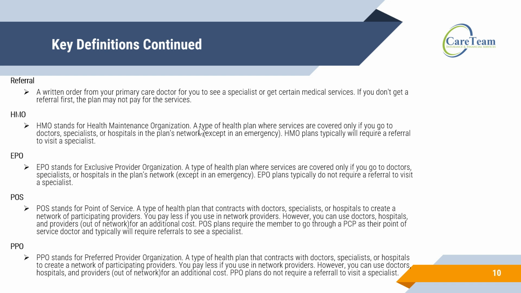EPO stands for exclusive provider organization, which is a type of health plan where services are covered only if you go to doctors, specialists, or hospitals in the plan's network, except in an emergency. So EPO and HMO are very similar. The difference with the EPO is that EPO plans typically do not require a referral to visit a specialist.